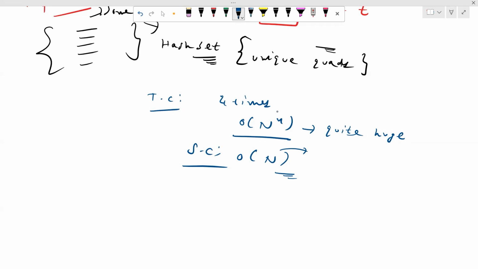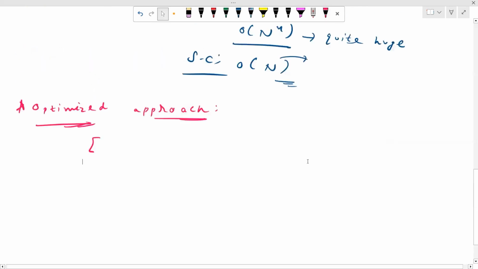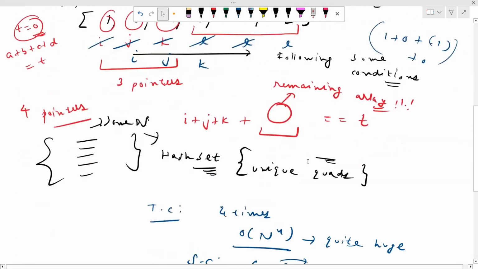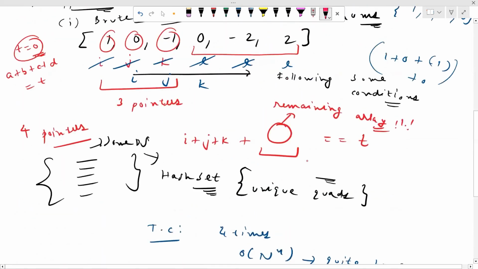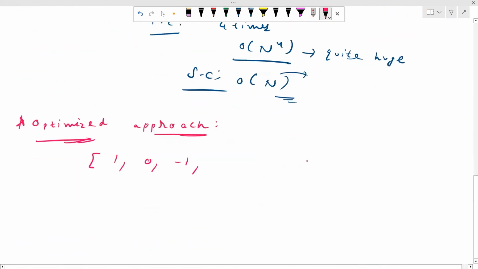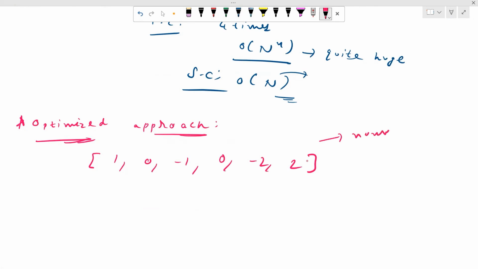So now let's talk about the optimized approach, right? Optimized approach. So let's take this example, which is 1, 0, minus 1, 1, 0, minus 1, and after this we have 0, minus 2, 2, 0, minus 2 and 2, right? This is our nums array.